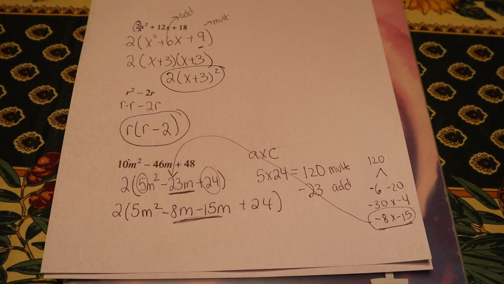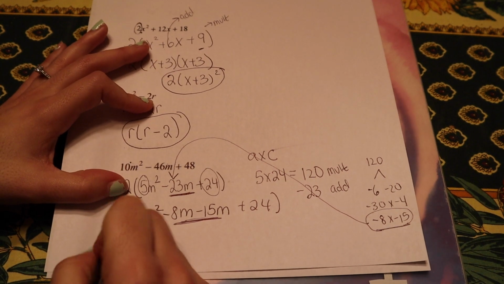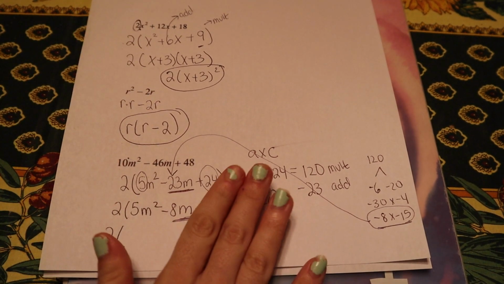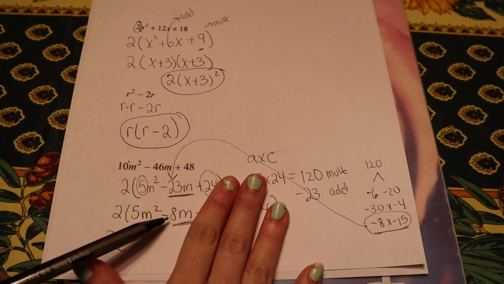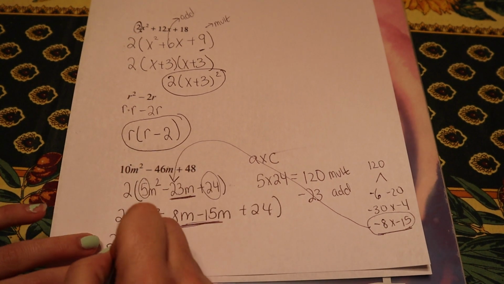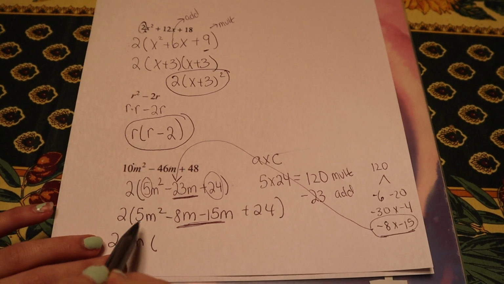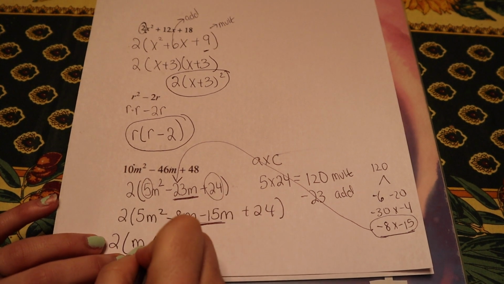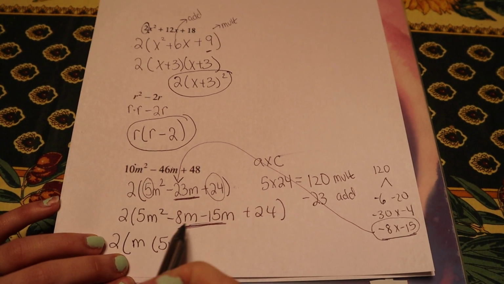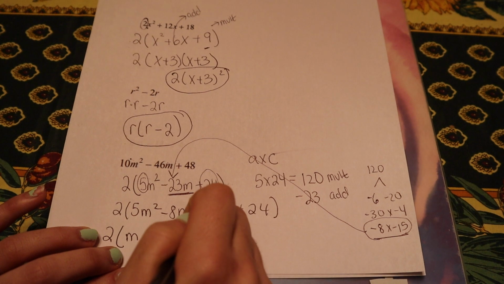Now I'm going to go ahead and do factor by grouping. So what's in common between 5m squared and negative 8m? An m. If I pull out an m from this, I'm left with 5m. If I pull out an m from this, I'm left with minus 8.